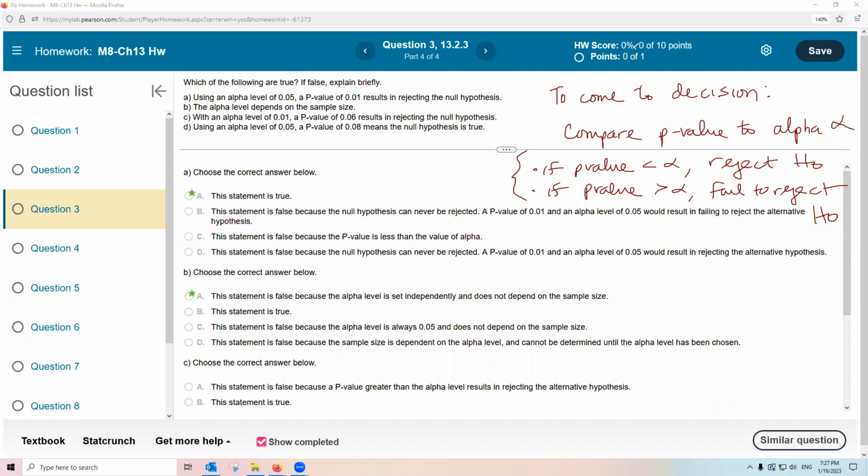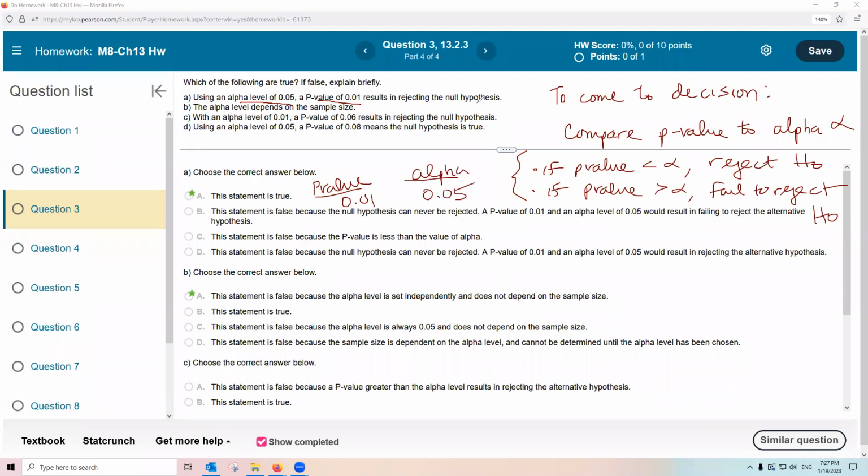So let's go to the first part, A. It says using an alpha level of 0.05, a p-value of 0.01 results in rejecting the null hypothesis. Well, let's write it down. So for part A, the p-value they're giving us is 0.01, and the value of alpha they're giving us is 0.05.